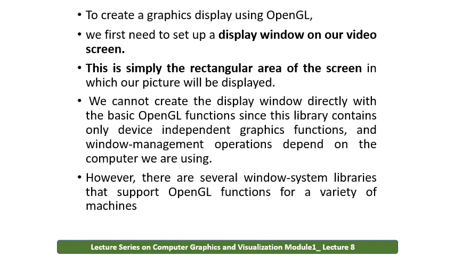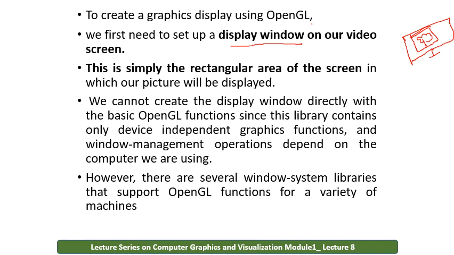To create a graphics display using OpenGL, we first need to set up a display window. Try to remember this. We first need to set up a display window on our video screen, and simply this window is a rectangular area on the screen in which our particular picture will be displayed. Within this rectangular area of the monitor, the picture is drawn.